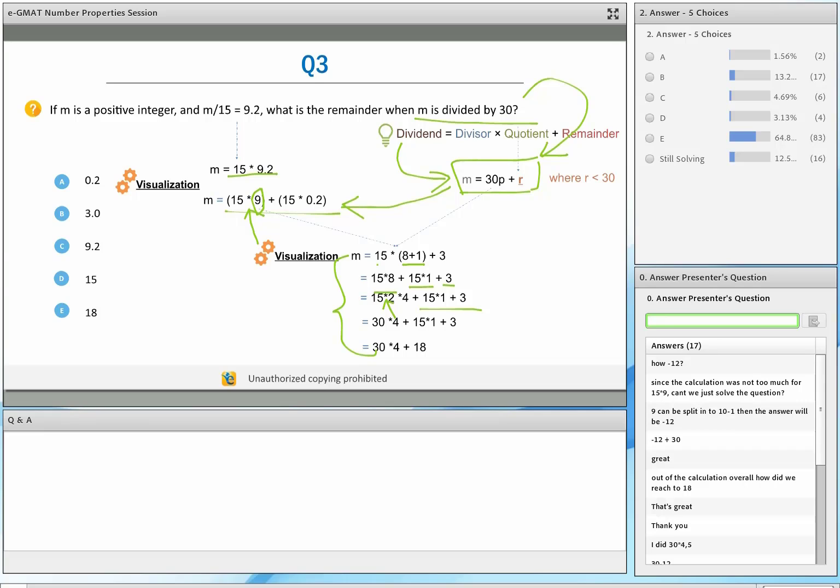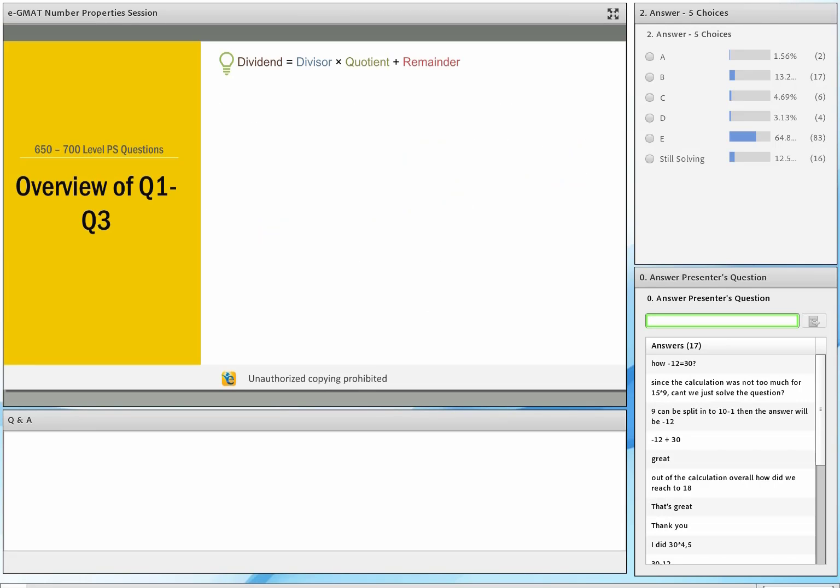in doing such manipulation. And such manipulations are absolutely vital to solve 700 level questions, because right now this is definitely a less than 700 level question. When we get to more difficult questions, you will see how important the manipulation skill set is. Okay. All right, so now let's take a look at the overview of these questions.